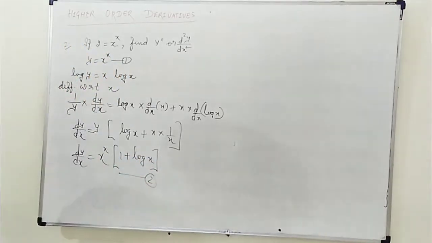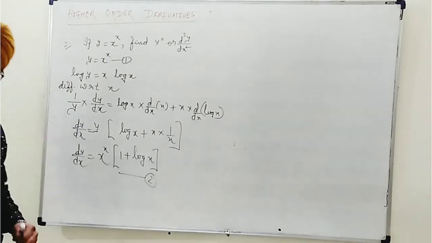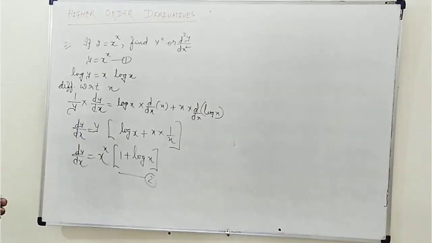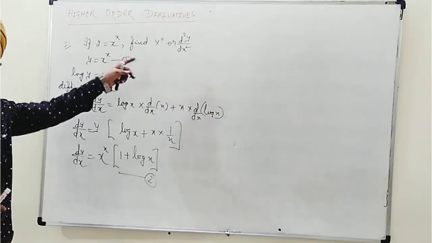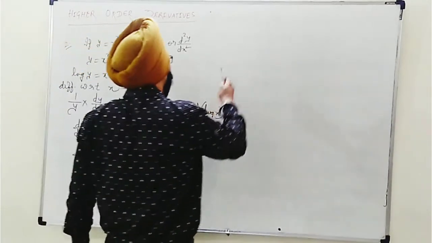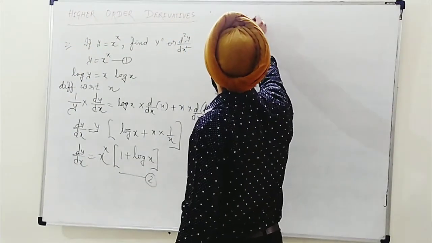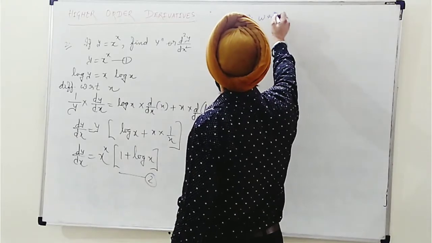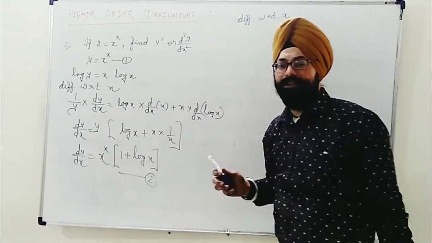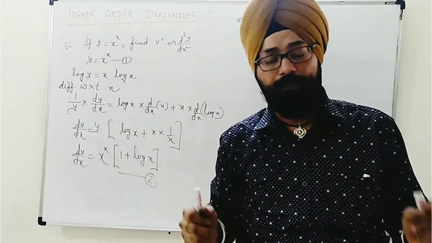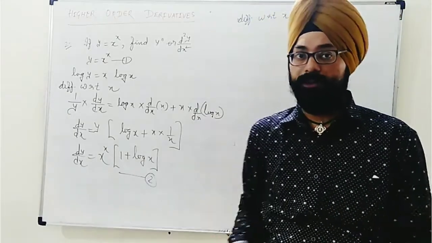This is 2. This will be needed to us further. Why? We will see that. As we need the second order, y double dash, we will write here differentiating with respect to x. Wherever an equation is given and we write differentiating with respect to x, it means we are differentiating both sides.